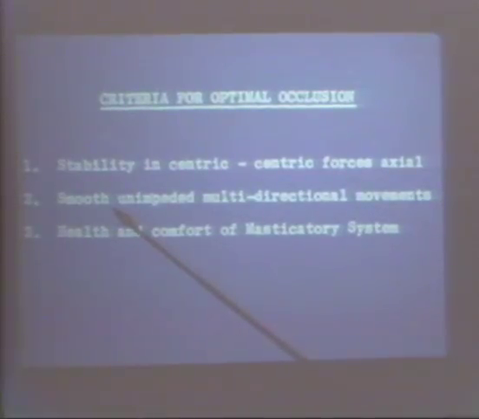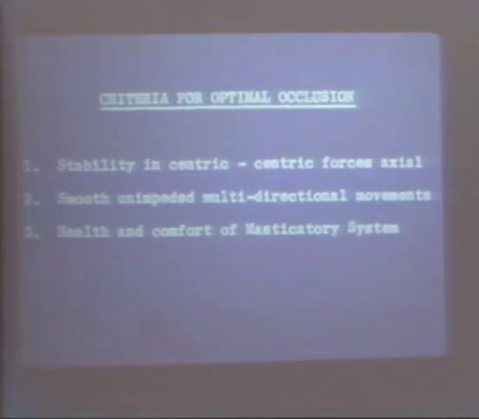Number two, with the teeth together, the patient should be able to have smooth, unimpeded, multidirectional mandibular movements with the maxillary and mandibular teeth together. And number three, and most important of all, the patient needs to be able to experience comfort of the masticatory system, and the masticatory system should be healthy.